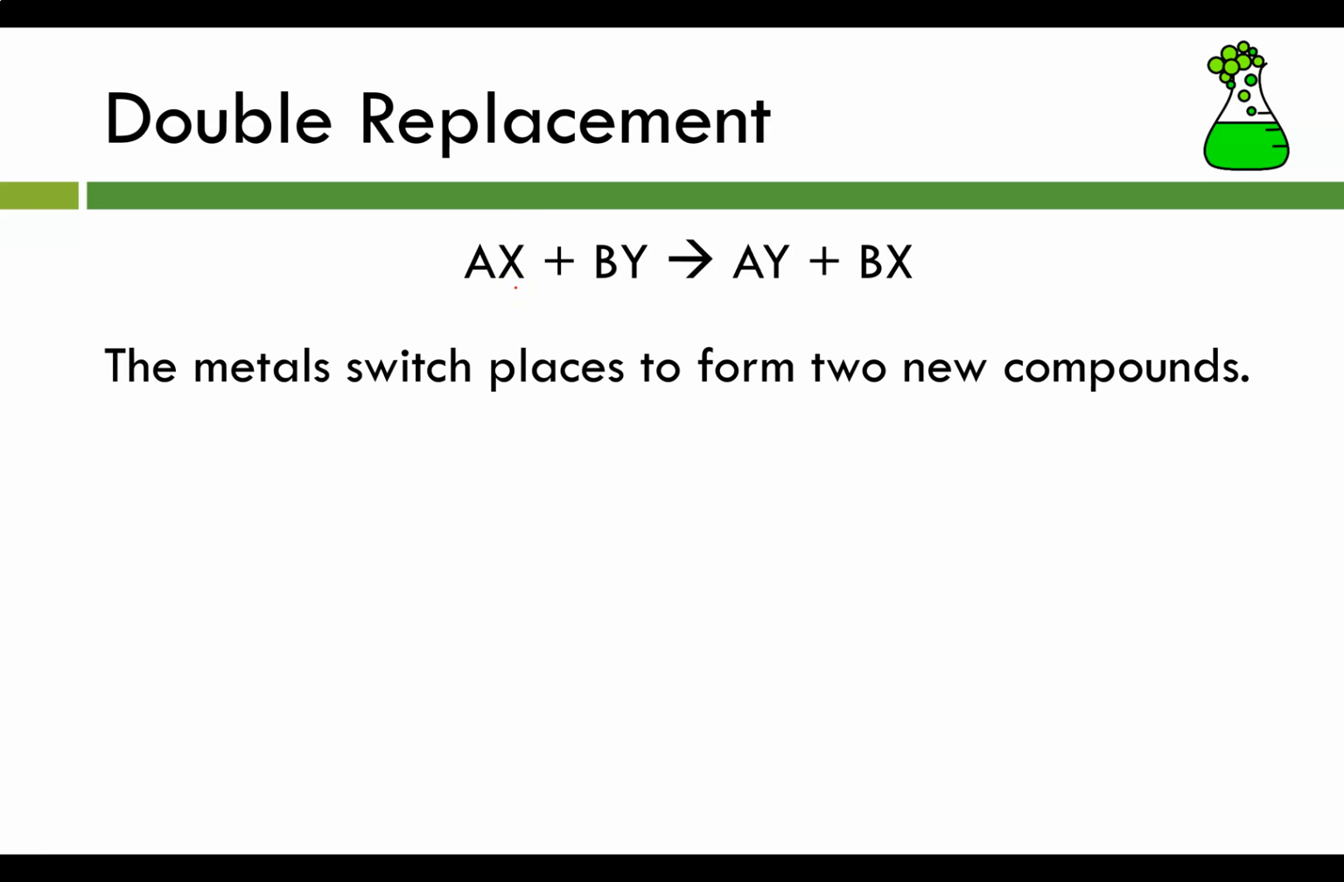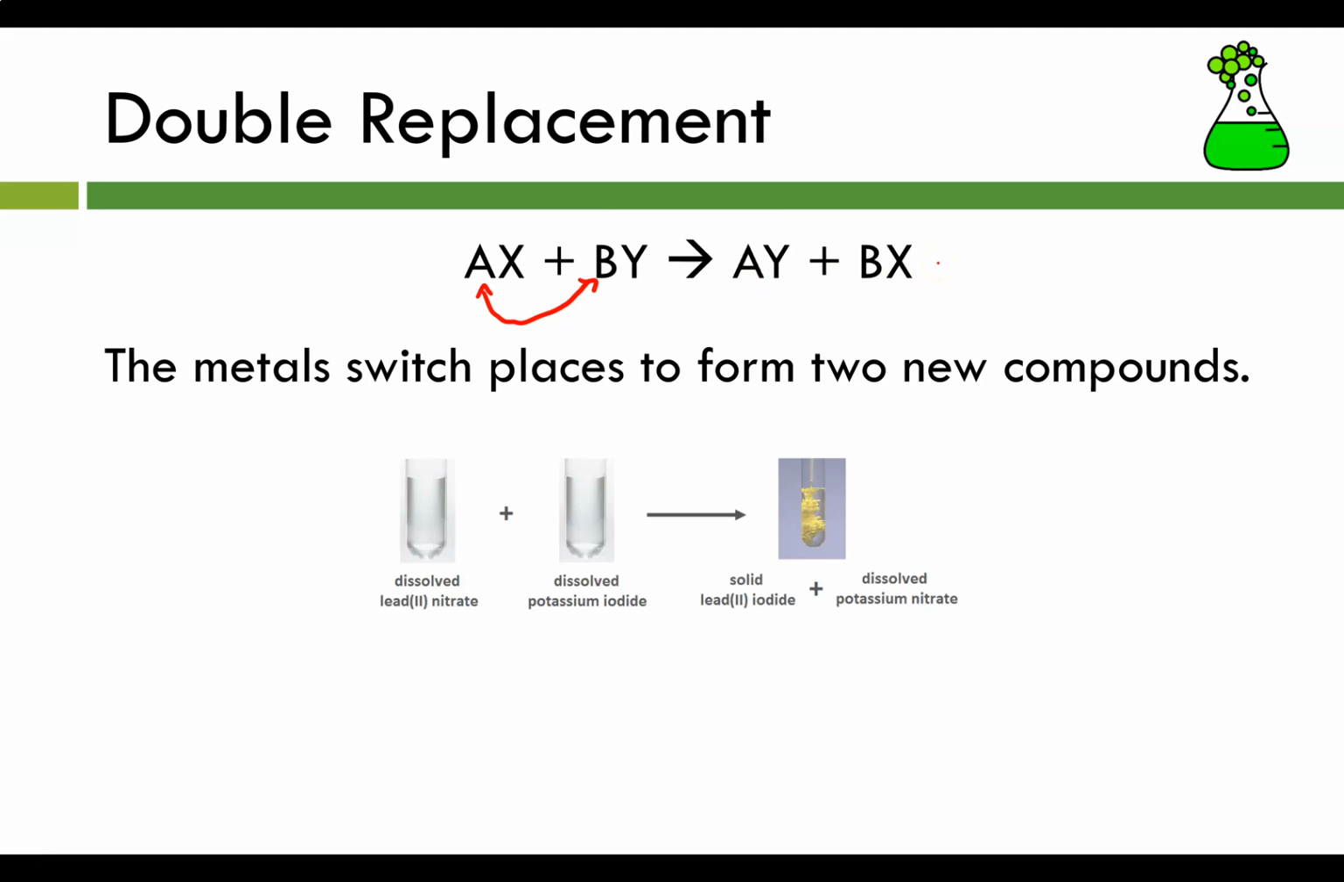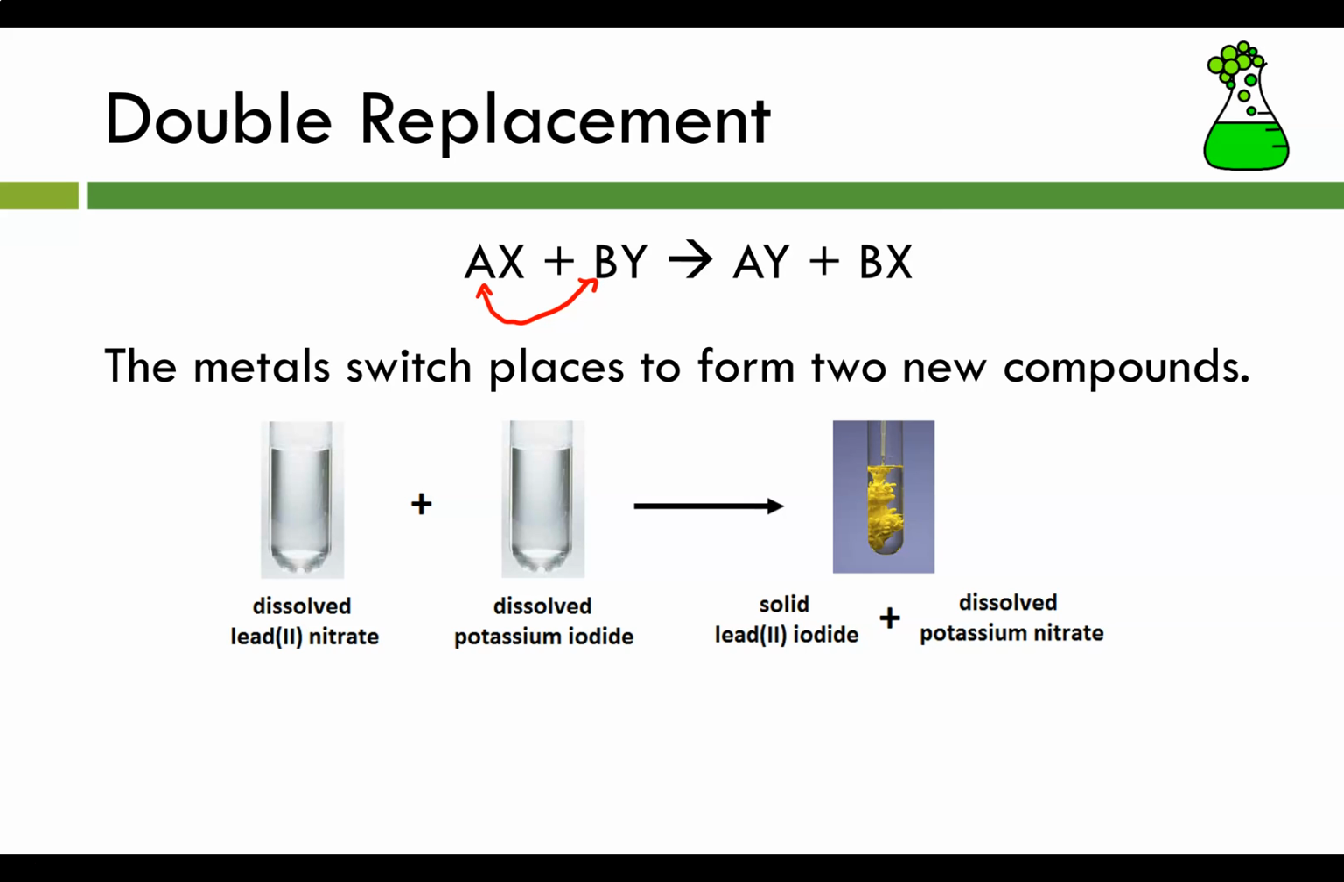Double replacement reactions. So in a double replacement reaction, you've got compounds on both sides of the equation. More often than not, for our purposes, we're going to see ionic compounds in all 4 of these locations. Basically, what happens in a double replacement reaction is the metal is going to switch places to form 2 new compounds. So A and B will just switch, and we'll create AY and BX. A lot of our precipitation reactions are double replacement reactions.